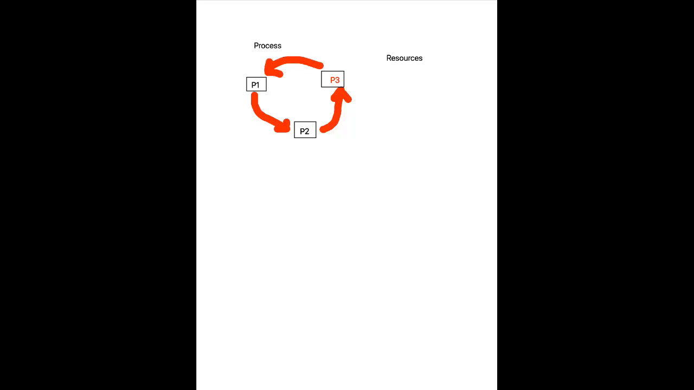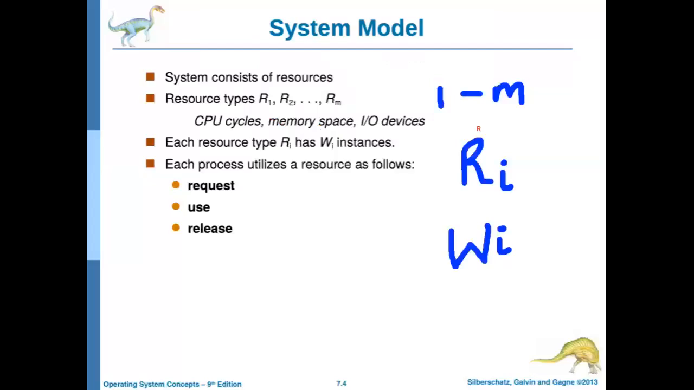Now each process utilizes a resource. We know like a critical section. For example, first, a process is denoted by P.